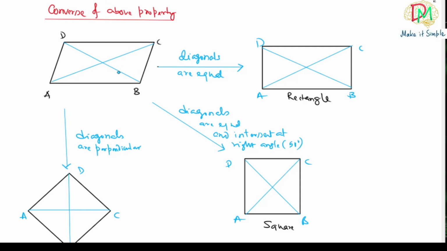Here we learn for which condition of the diagonals the parallelogram becomes the other quadrilaterals. When the diagonals of the parallelogram are equal, then it is a rectangle. When the diagonals are equal and intersect at right angles, then the parallelogram becomes the square. When the diagonals are perpendicular, then it becomes a rhombus.